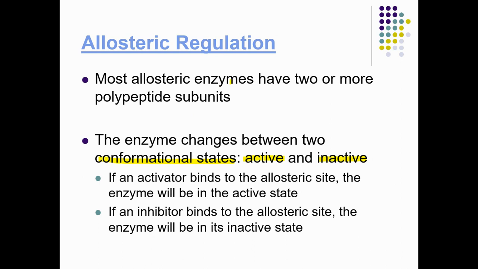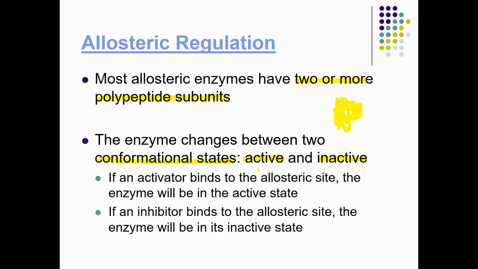Now, not all enzymes are allosteric. Typically those that are have two or more polypeptide subunits. And so this goes back to that quaternary structure. If it's just one polypeptide that's twisted and folded, it's probably not going to be allosteric. Normally these are proteins that have multiple subunits, like hemoglobin has 4, okay? So these are going to be the ones that are in that quaternary structure, okay?